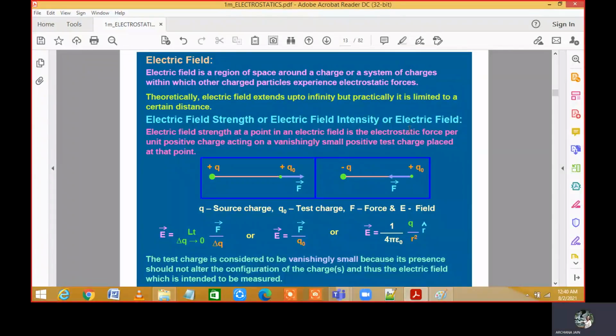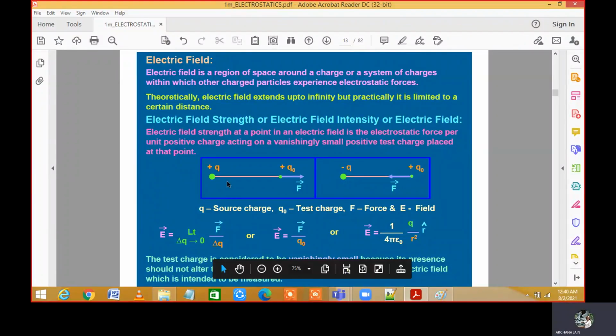Electric field strength or electric field intensity. Electric field strength at a point in an electric field is the electrostatic force per unit positive charge acting on a vanishingly small positive test charge placed at that point.